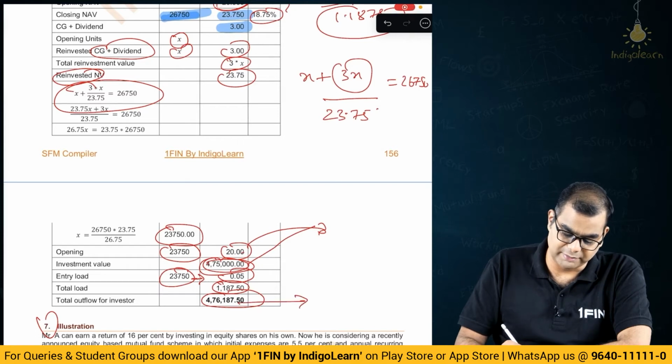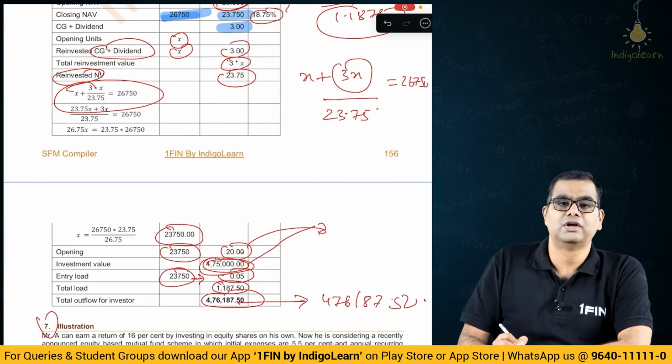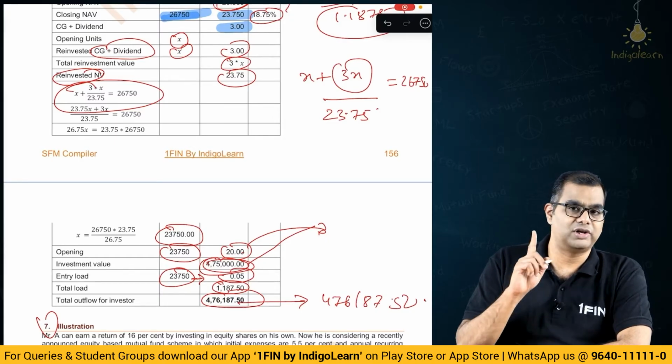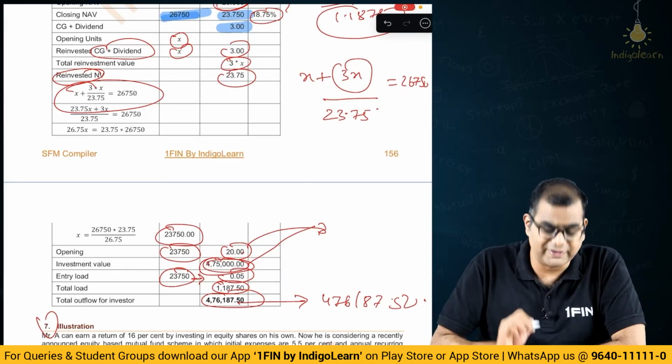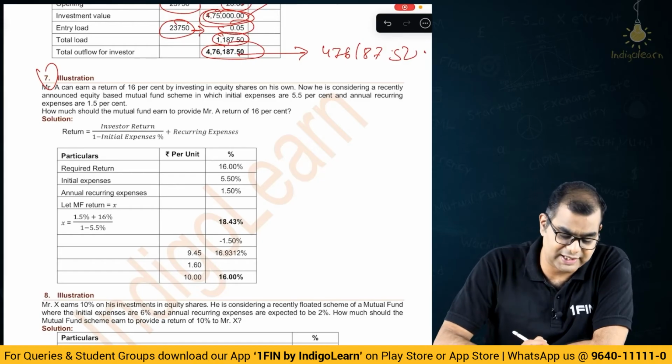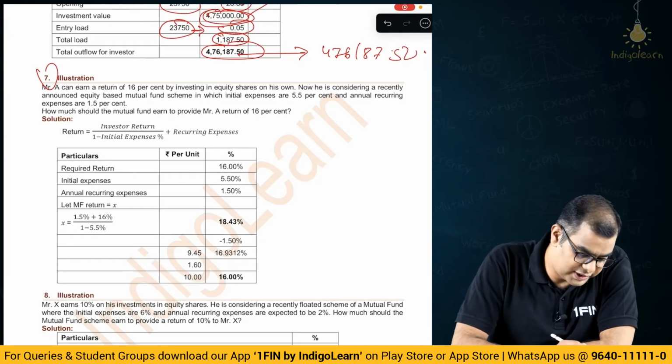So the total investment made is 4,76,187.50. Okay, this is your investment, but the NAV at which you are allotted is only 20 rupees. Right, which is what we allotted. So that is this particular problem. Let us look at the next one. So you get a lot of questions which are like this, where you have to find a missing number. Let's move to the next one.